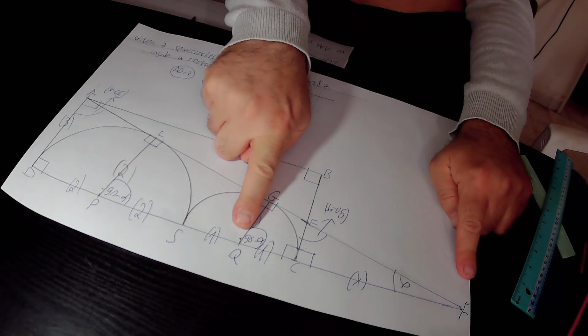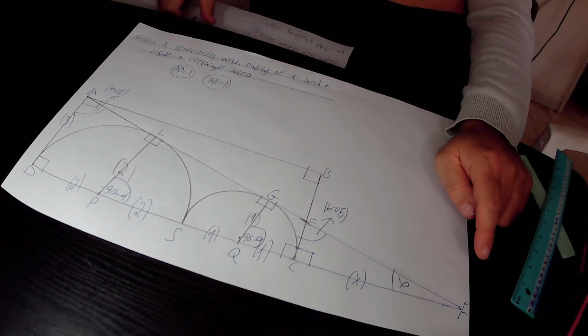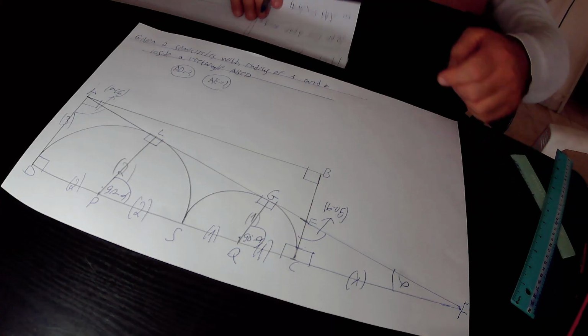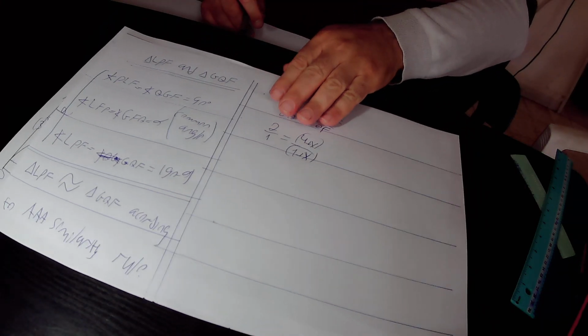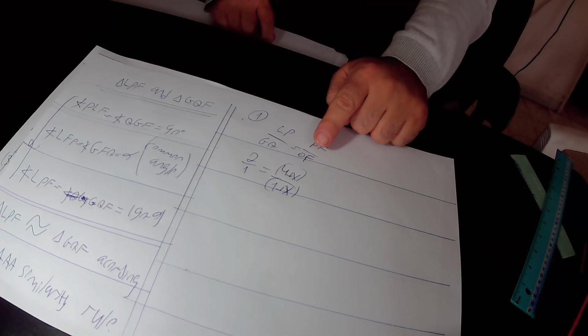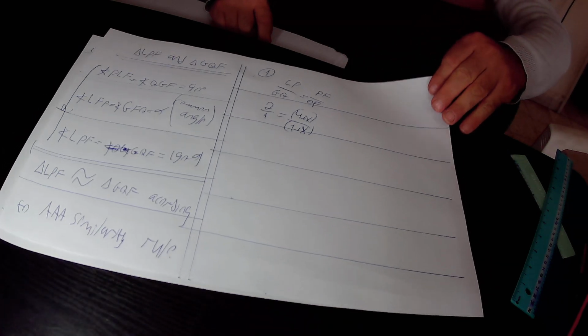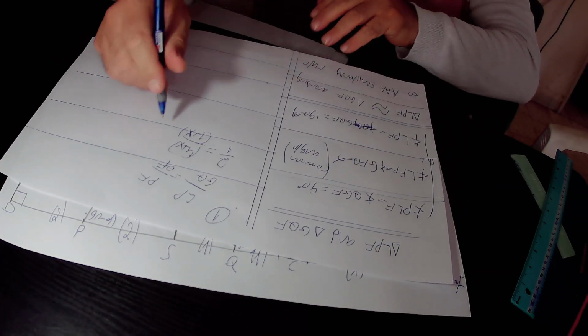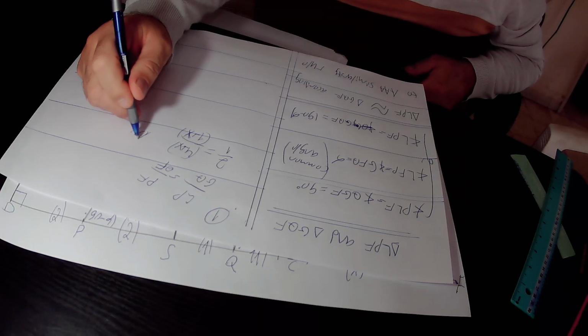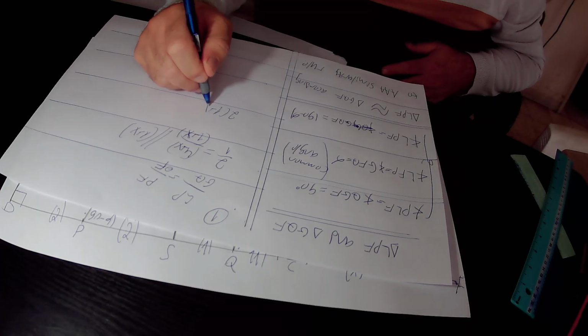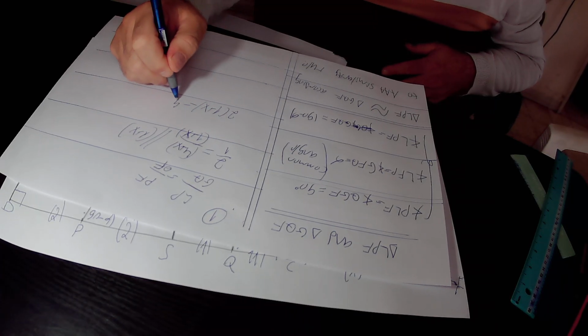Over QF. QF in total equals 1 plus x. So we found that 2 equals 4 plus x over 1 plus x. Here we'll multiply this equation by 1 plus x. And finally we get that 2 times 1 plus x equals 4 plus x.